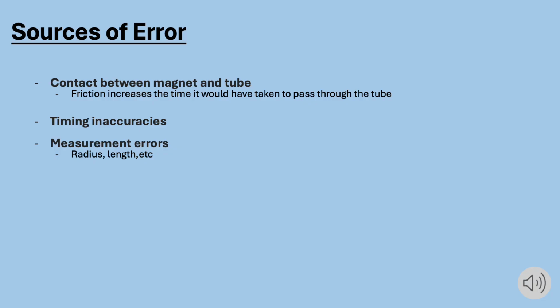Also there are timing inaccuracies, because we are all human, and just pressing start and stop on a watch isn't always the most accurate way of measuring things, especially when you have to rely on your eyes. And then finally, we have some measurement errors. We were a bit unclear on where we were supposed to measure our aluminum foil. Is it just the inside or just the outside or the entire thing? So I'm sure that could have also played a role.